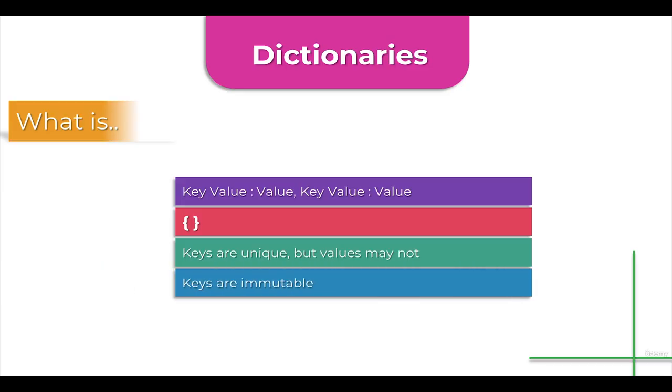Keys are unique within a dictionary, while values may not be. So the values of a dictionary can be of any type, but the keys must be of an immutable data type, such as strings, numbers, or tuples. So now let's start by creating our own dictionary.